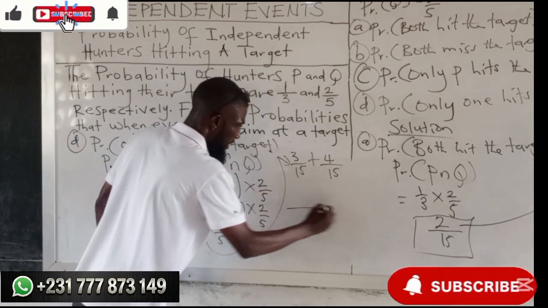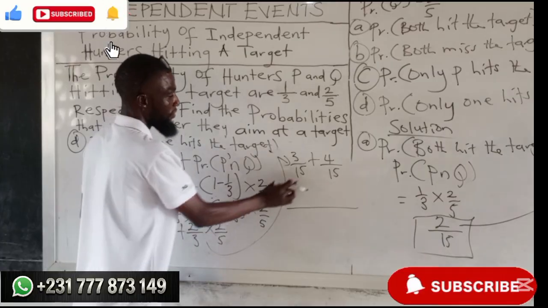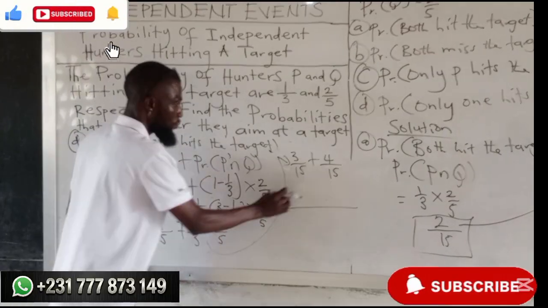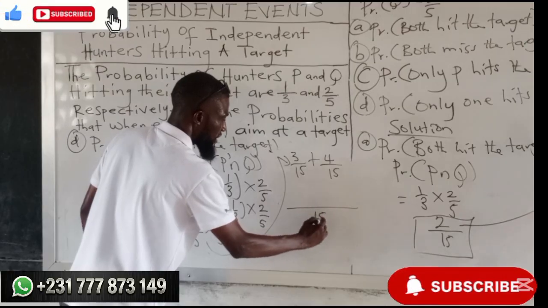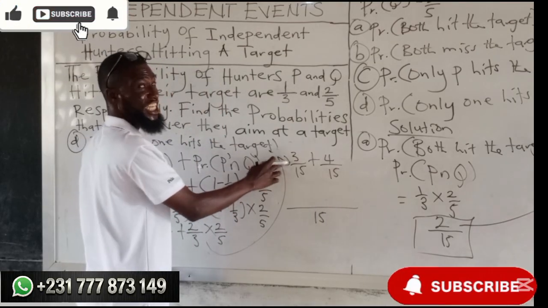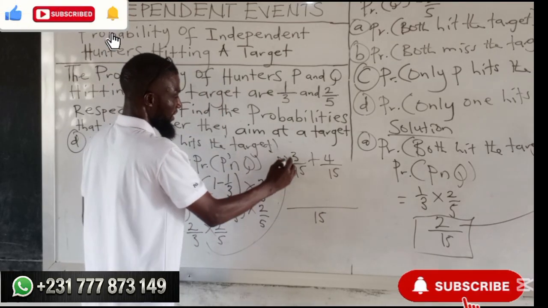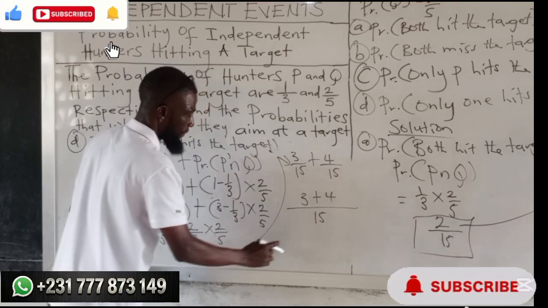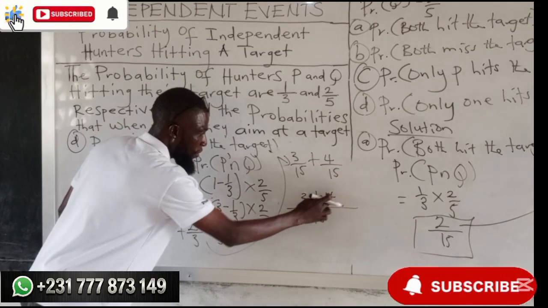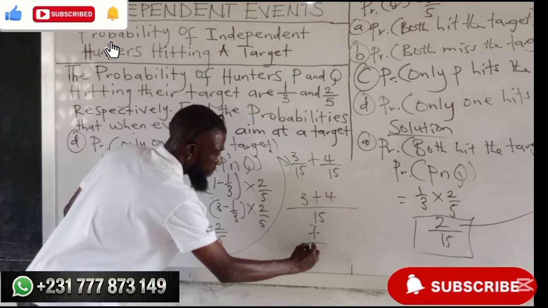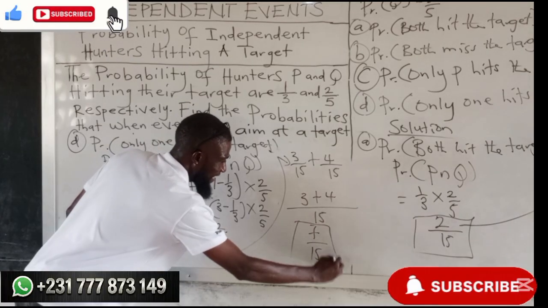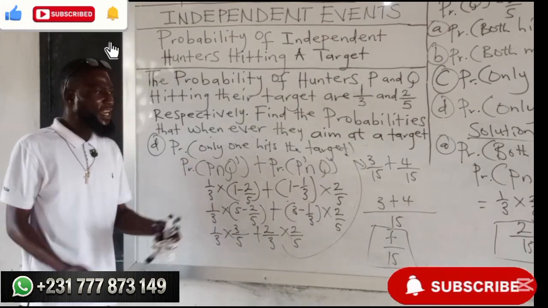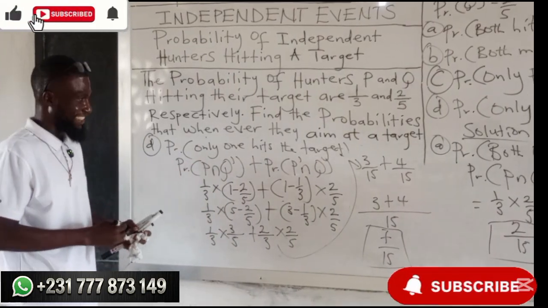What do we do? Remember that our denominators here are the same. So we take 15, and we'll be adding the numerators. The numerator here is 3 plus 4. If we add 3 plus 4, we get 7 over 15. And this is our answer for only one hits the target.